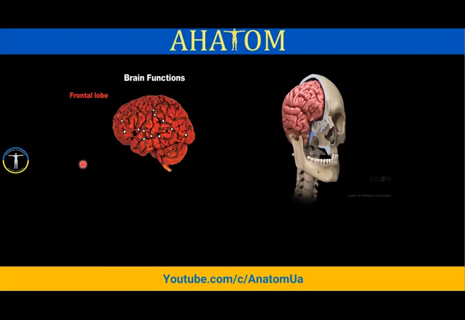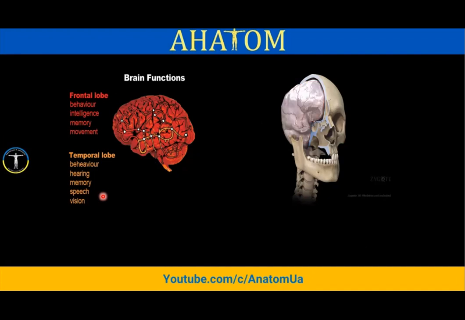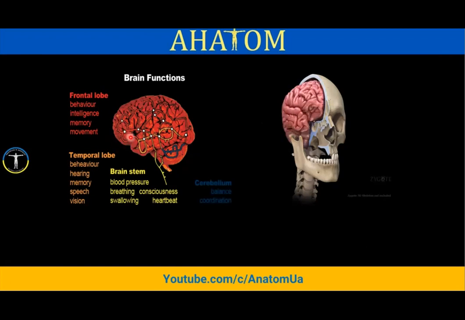What brain function do you remember? Brain function is a motor function and communication. Very important is where some functions are located in the lobes. For example, the frontal lobe is behavior, intelligence, memory, movement, and the temporal lobes are hearing, memory, speech, vision.